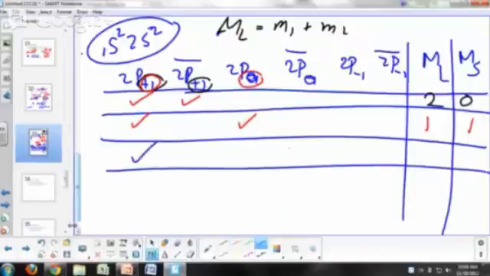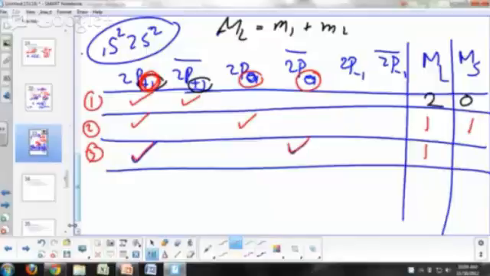2p plus 1, 2p0 bar. What's our m sub L for this case? So this is number 1, number 2, number 3. What's our m sub L? Plus 1 plus 0, so that's a 1. What's our m sub S? This is spin up, spin down, so m sub S is 0.